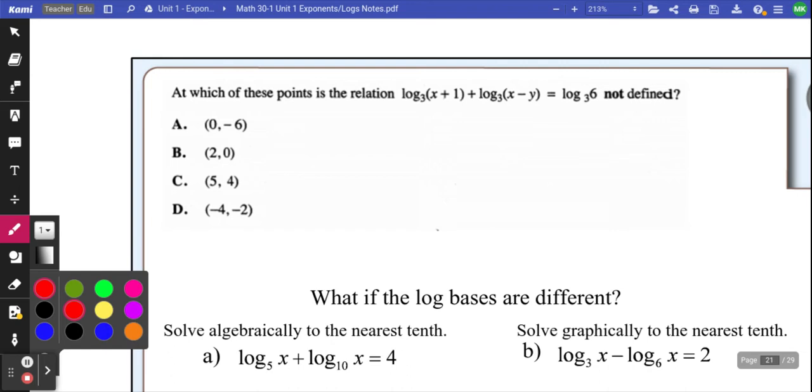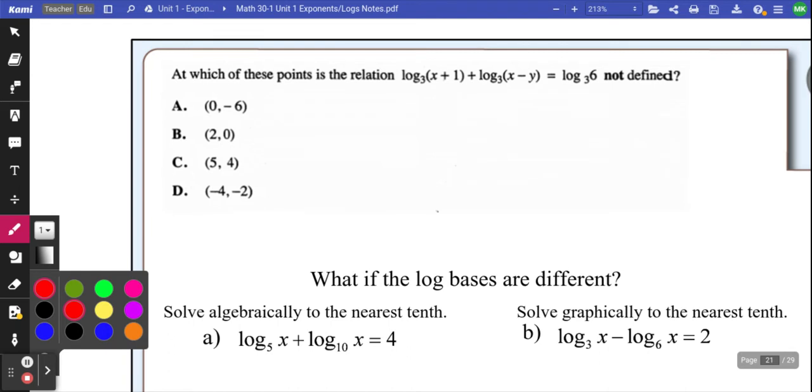At which of these points is the relation not defined? What if log bases are different? Do I have time to do them all? Yeah, I think so. Okay. When is it not defined? They've given you the answers, right? They're giving you x and y values. They're saying x equals 0, y equals negative 6. They're saying x equals 2, y equals 0. Agreed? Like they're giving you solutions? X equals 5, y equals 4. Anytime they give you answers in a multiple choice test, which actually rarely happens at this level of math, all you really need to do is test your answers. Guess and check. Like legit, guess and check.